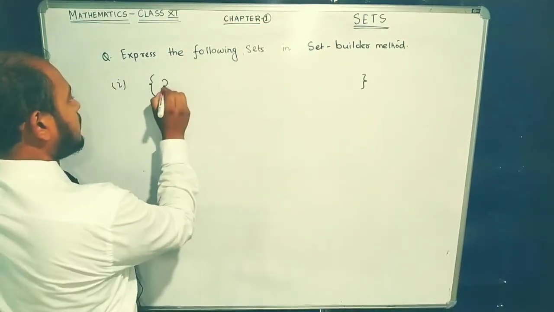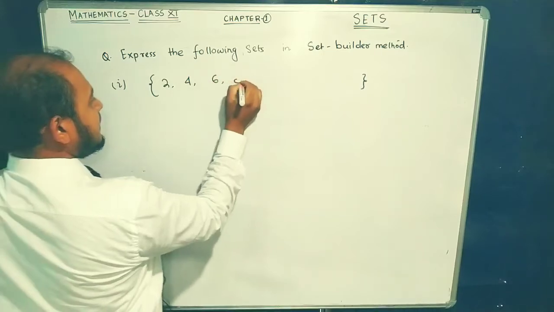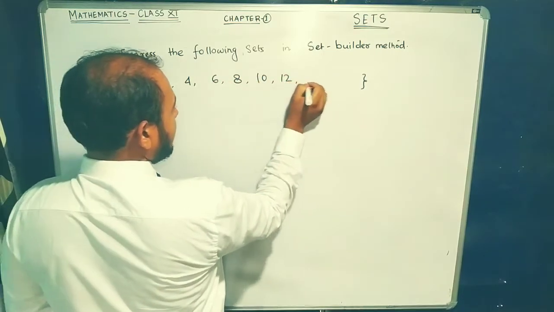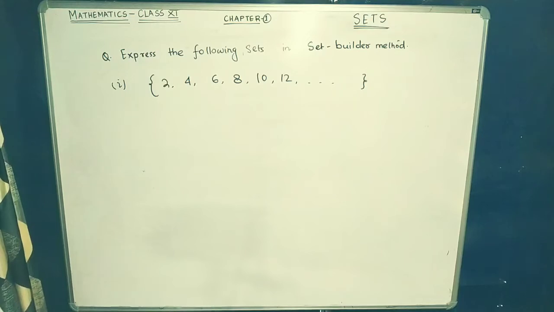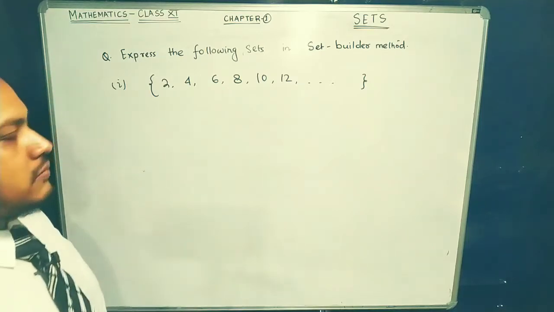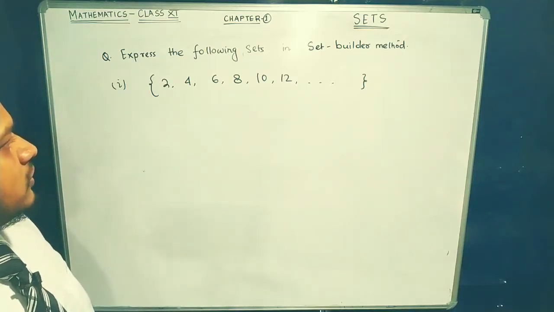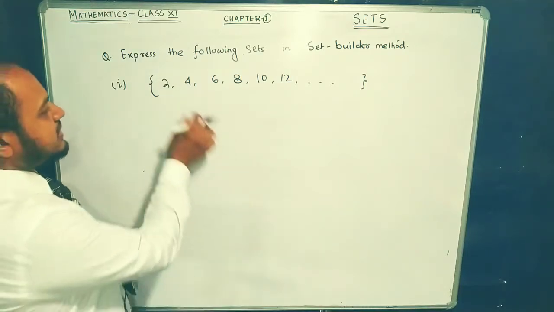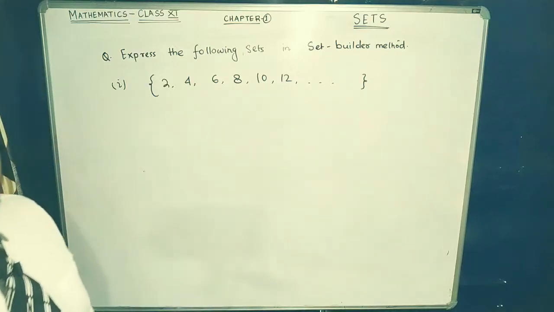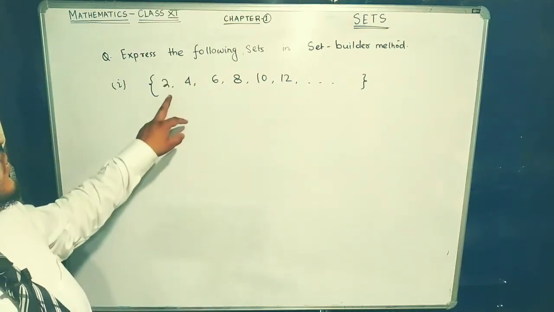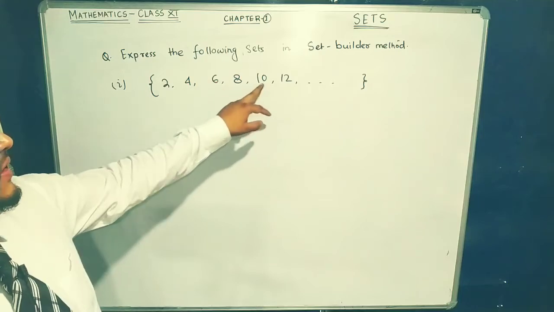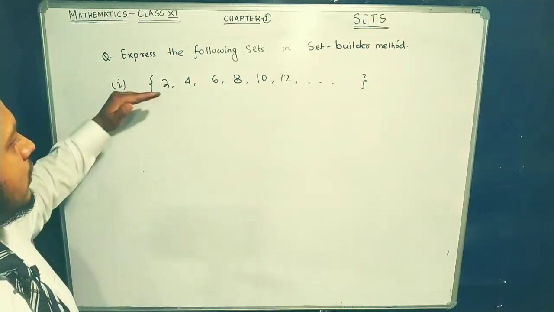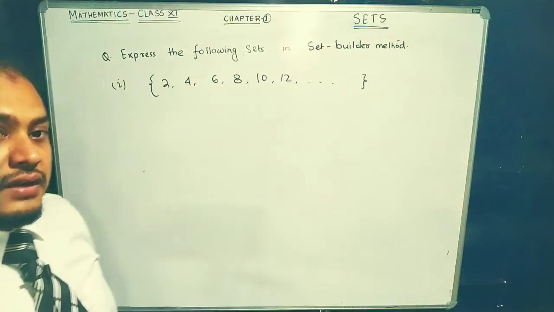We have 2, then 4, 6, 8, 10, 12 and so on. Can you recognize any common property between these numbers? What is the common property? Take a minute to think about it. What is the common property in these numbers? Yes, the common property is that each and every element of this set is nothing but an even number. You can see 2 is even, 4 is even, 6 is even, 8, 10, 12 and so on. So all of the elements of this set are even numbers.